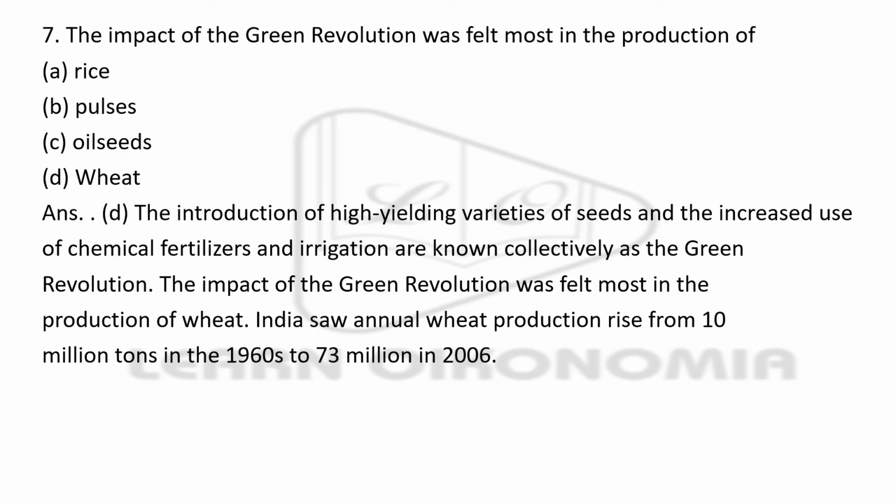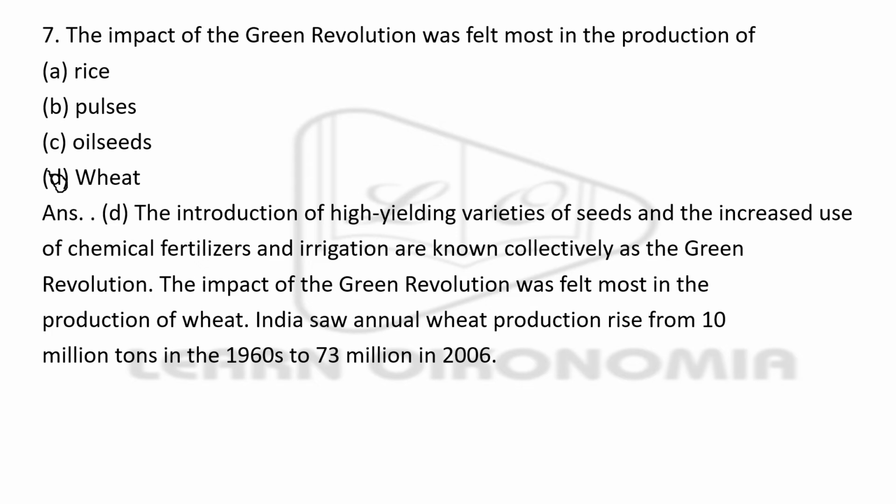Next, you have: the impact of green revolution was felt most in the production of which crop? Rice, pulses, oilseed, wheat. We have discussed this. It is wheat. The green revolution concept was introduced for the first time in wheat. They have used some chemical fertilizers. They have used irrigation facilities. They have used high yielding varieties of seeds. They have used improved technology.